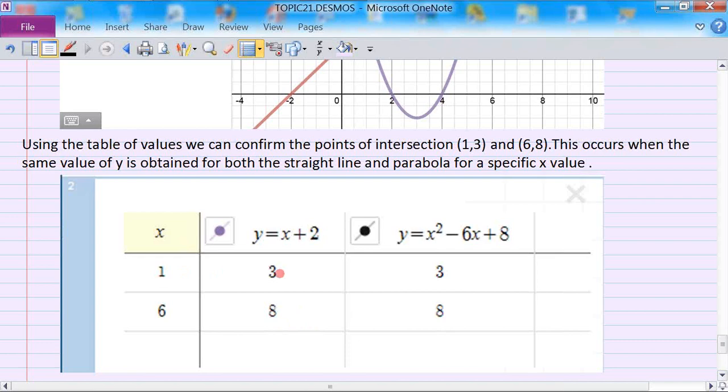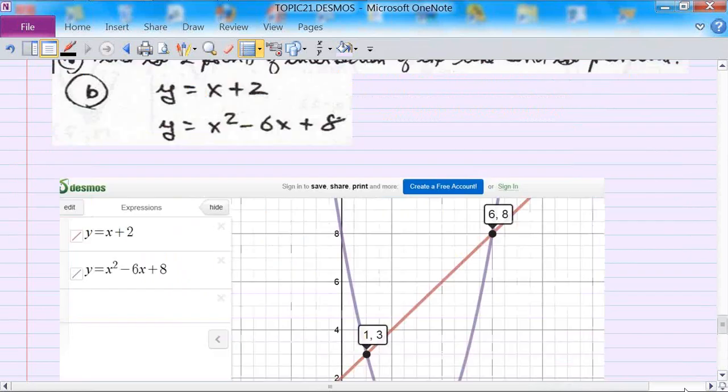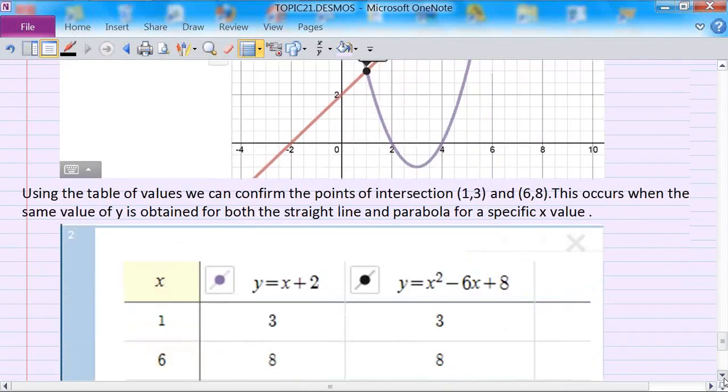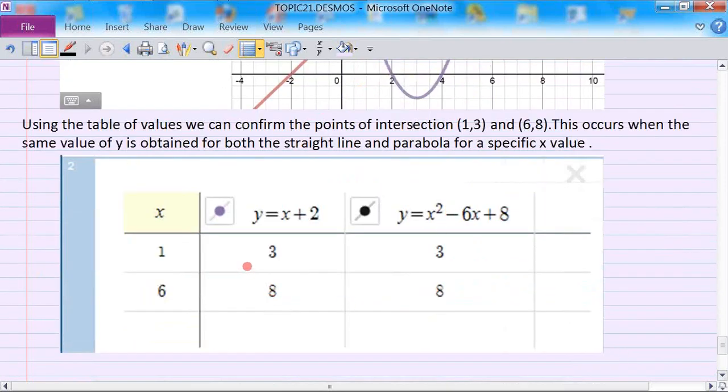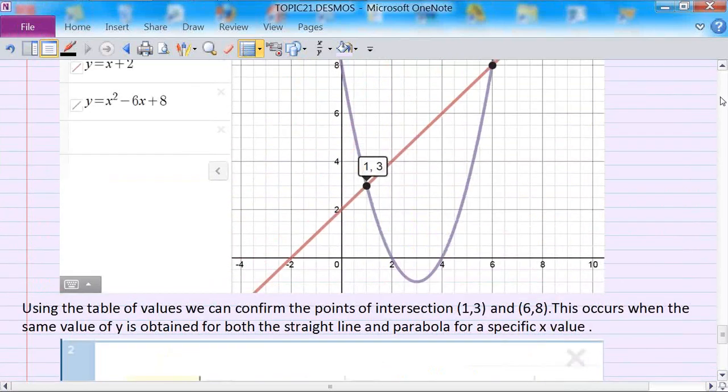So 1, 3 lies on the straight line and lies on the parabola. 6, 8 lies on the straight line and also lies on the parabola. You can see that right here. So it's just a little minor thing. You don't have to do this because it's already shown on the graph, but it's just an interesting thing: how to confirm using Desmos, how you can confirm answers and corroborate.